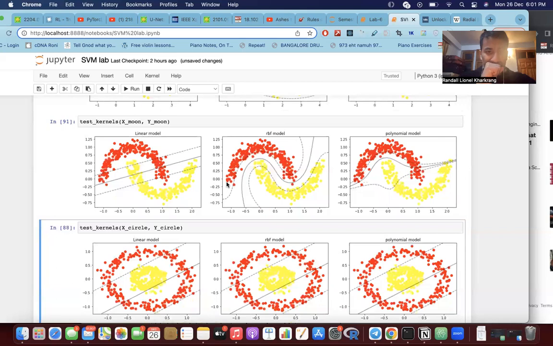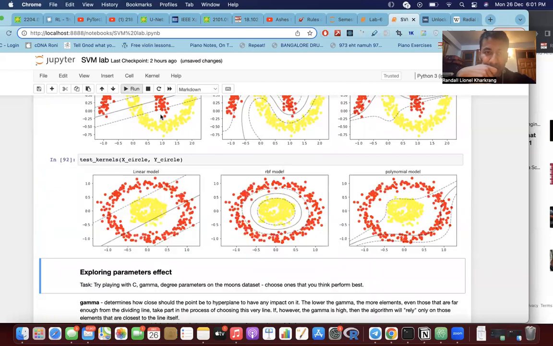This is for the moons. See, the RBF again makes a better decision boundary. It's projecting it to a higher space and then saying, okay, this is a better thing. Polynomial does this weird thing here. You can see it's going with the data, but then again, it seems like the influence of these red points is drawing the decision boundary more than the influence of these yellow points. So there could be something going on there.